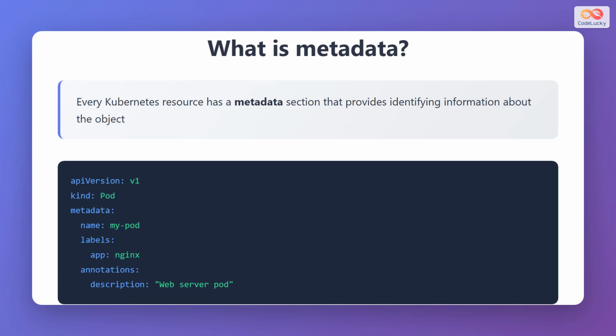In the example shown, you can see a basic pod definition with API version v1, kind pod, and a metadata section that includes a name field set to my-pod, labels with app: nginx, and annotations with a description field. This metadata helps Kubernetes identify, manage, and organize your resources effectively.